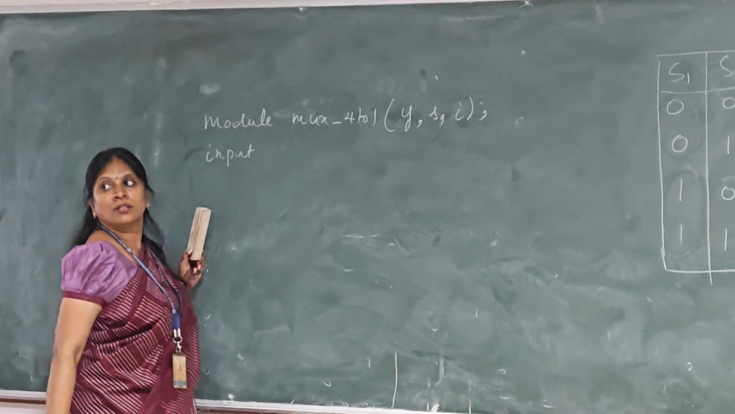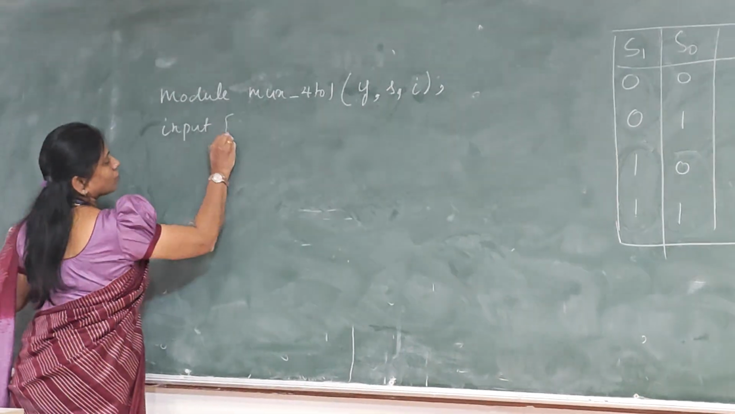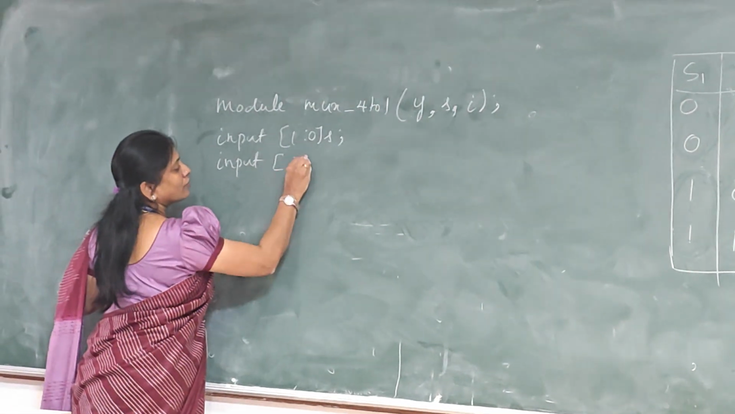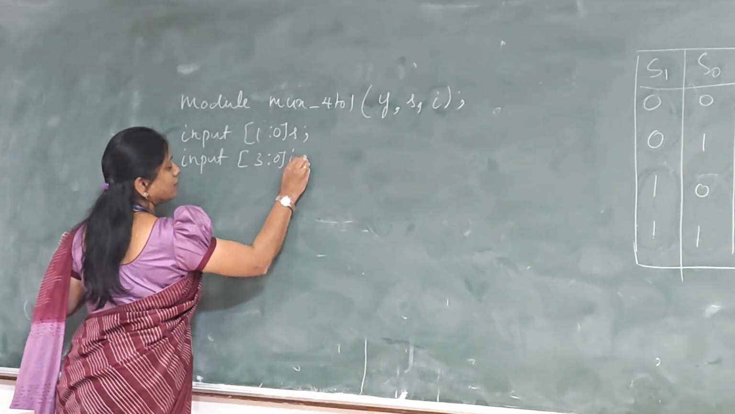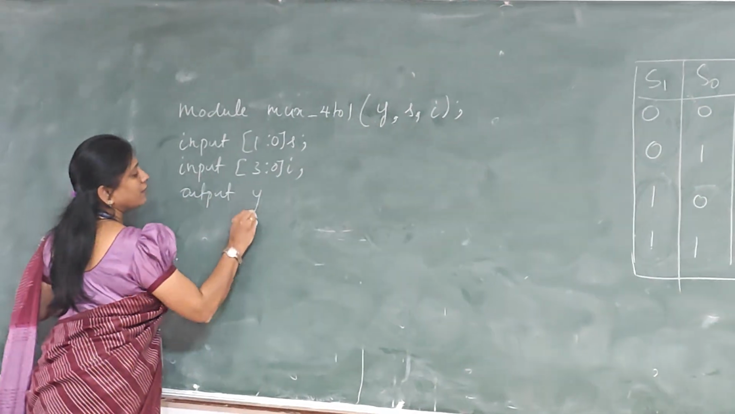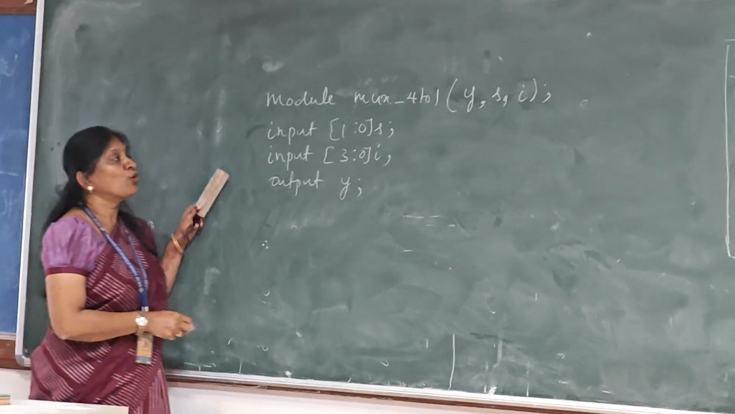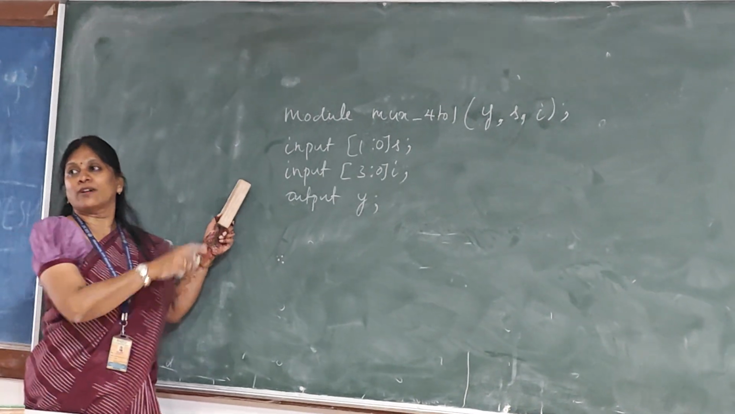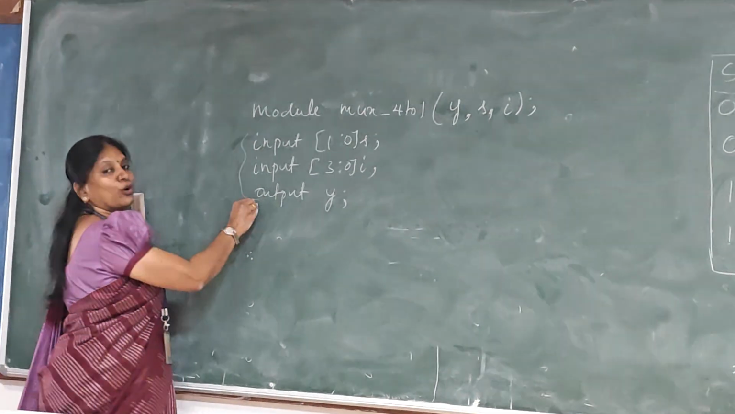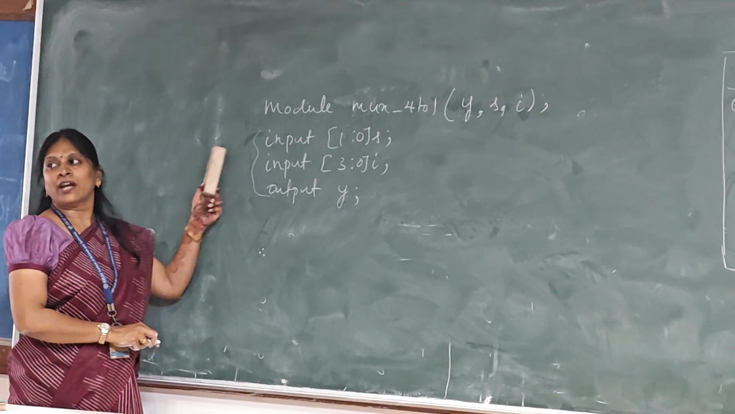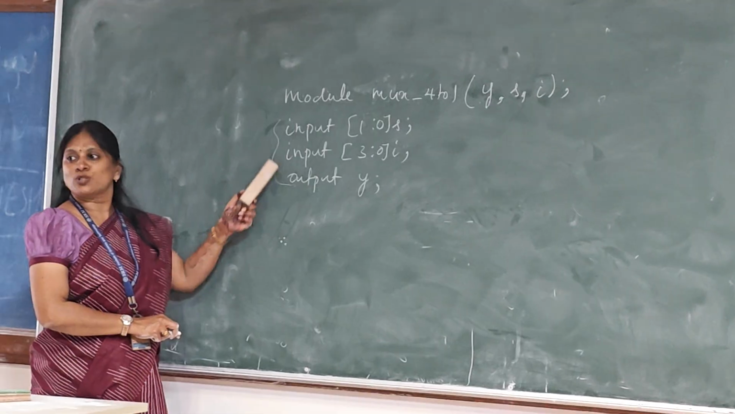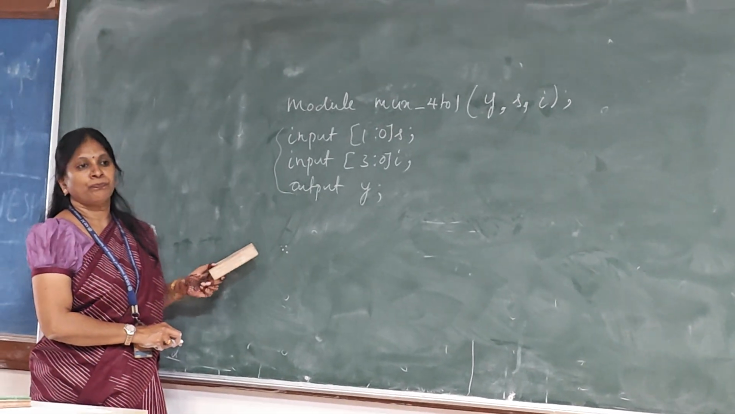So what is your input? S is S[1], S[0]. Then I[3:0]. Then output Y. See, here the whole thing you have to write in the order: first output, then input. You can write it in any way, so here there is no need to follow the order. First you can write output, then one more input, or output then input, like that also you can write. It's not a problem here.